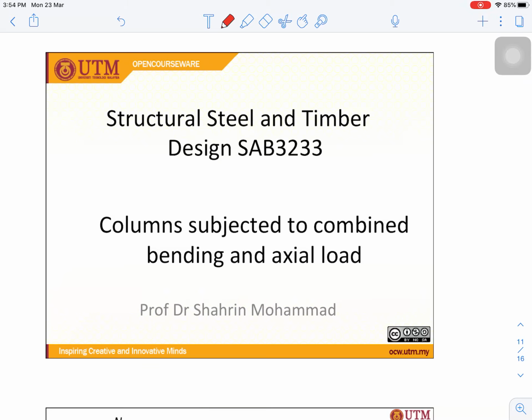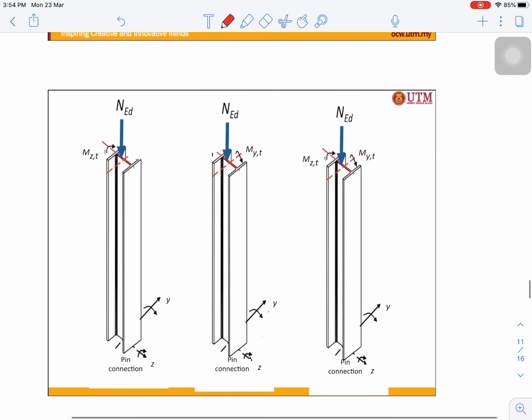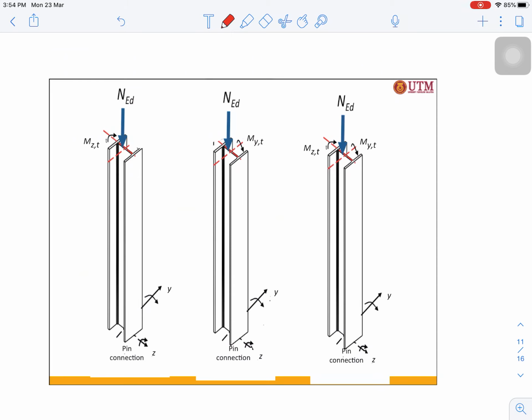Okay, now let me continue the lecture on designing columns subjected to combined bending and axial loads. As you know, what I've done before was only dealing with columns with axial loads. So again, let me look at the failure mode. This time it is with the presence of not only the axial load here, but also a moment.